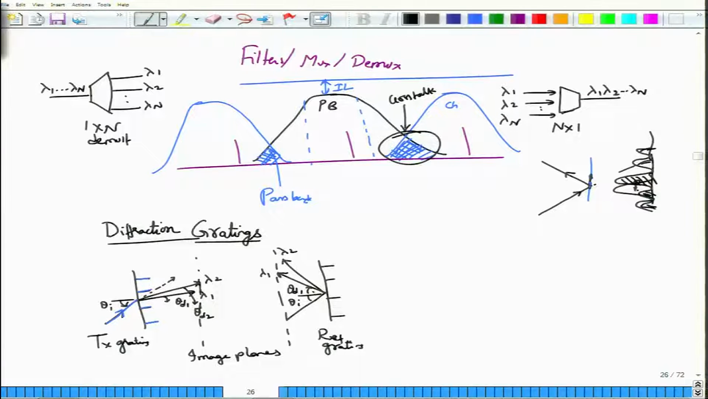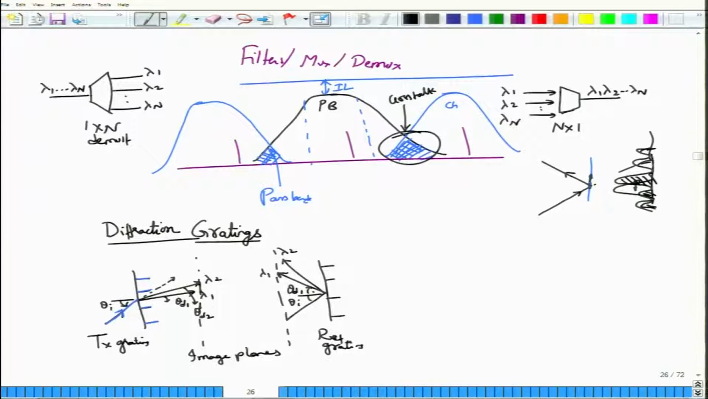So the two closely spaced wavelengths will be split at two different points, but their spots may not be sufficiently small that you can actually consider them to be individually isolated. And of course, all of this depends on the exact design of the diffraction grating, and that is a big area by itself which we are not going to cover in this course. But the basic idea or the basic principle is the same.